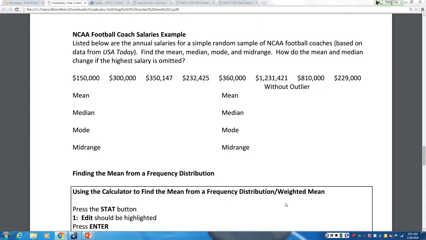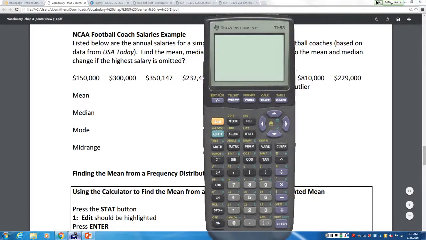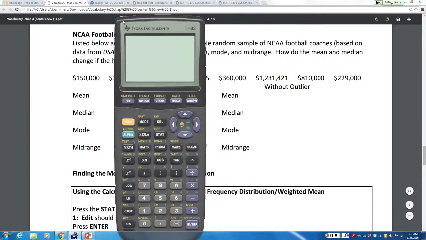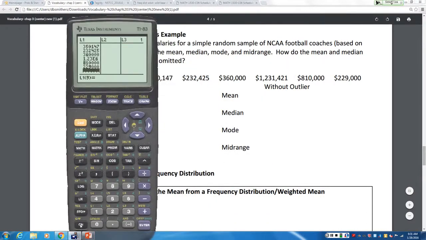Let's look at your numbers. So if you put all those numbers into your L1, right? So I already put those in my L1. Who remembers how do I get to that screen that gives me all my information? What do I press from this place? I go to what? Stat. What's next? Calc. What's next? Excellent. Enter.